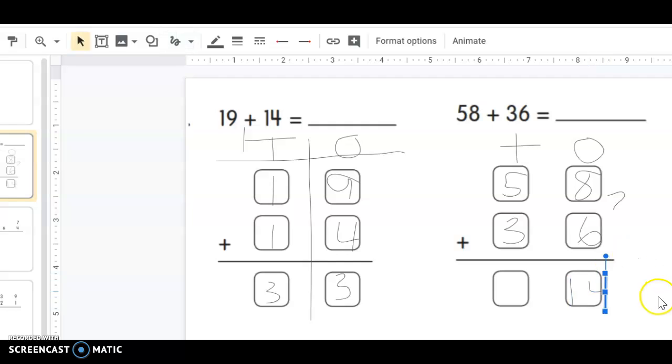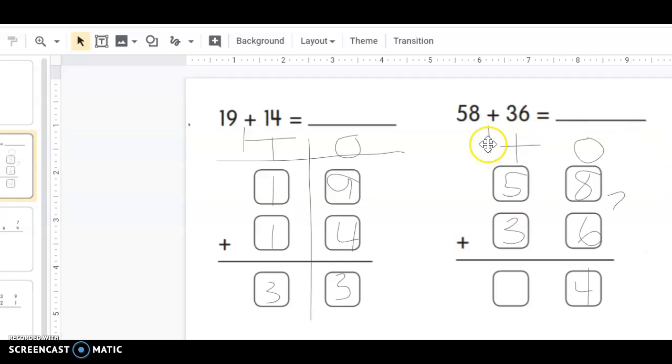Uh-oh, we have a problem. Do I need to regroup? Yes, I do. I cannot have 14 in the ones place. No way, Jose. So I need to move my tens up high and my ones down low. Oh, that 4 came apart there. Okay, so 14. All right, so I'm done with my ones column.